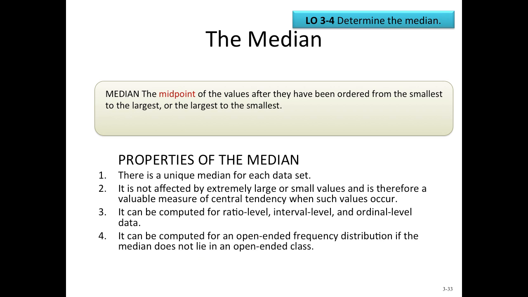The median is the midpoint of all the values after they've been ordered from smallest to largest. So you have to order them first. It's unique for each set of data, and it is not affected by extremely large or extremely small values. So if you have a set of data that has outliers or extreme scores, the median is better to use than the mean. It will give you a better idea of what the middle point is. And it can be computed for ratio, interval and ordinal level data, but not nominal. And don't worry about number 4.